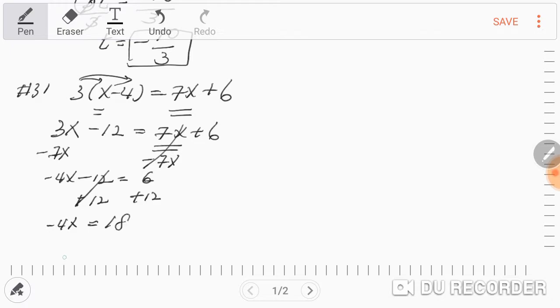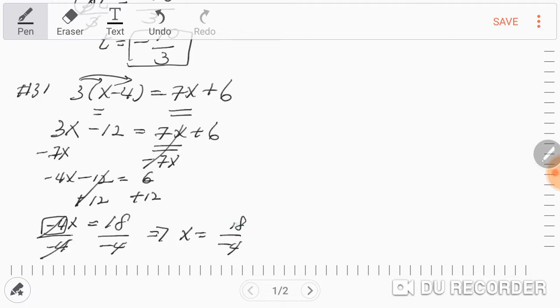And the left-hand side is negative 4x, negative 4 times x. So let's get rid of this negative 4. How? Divide each side by negative 4. Then negative 4 cancels out. x equals 18 over negative 4. Then we can reduce the right side of this equation.